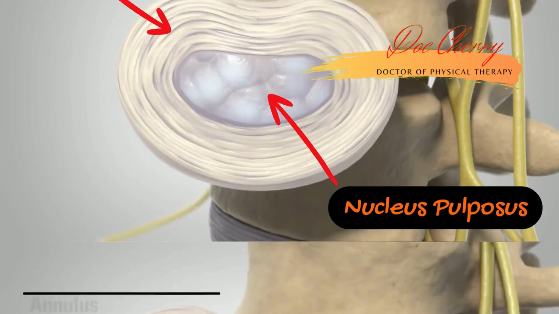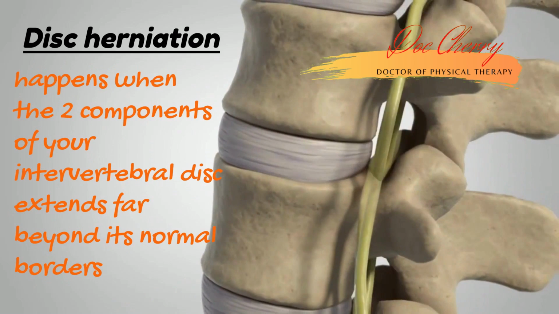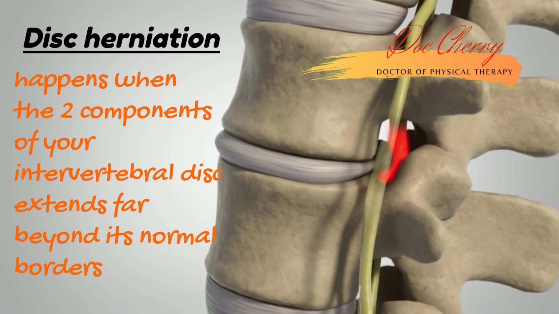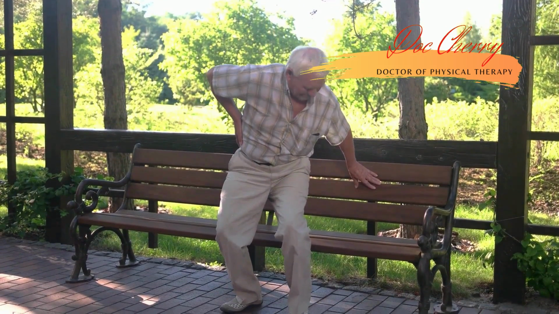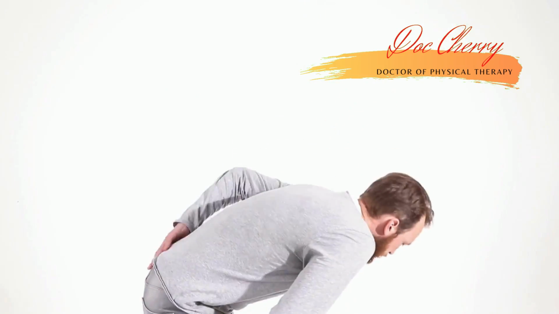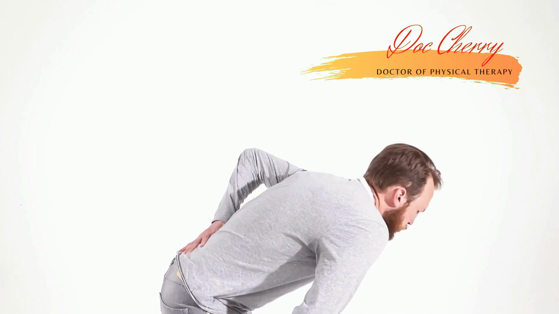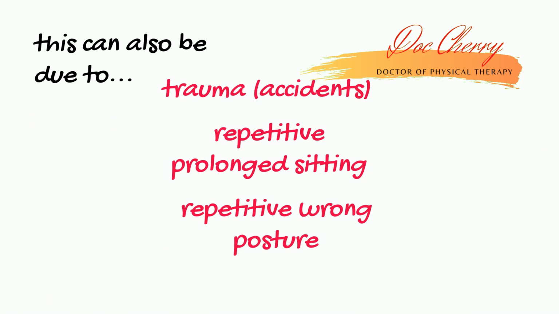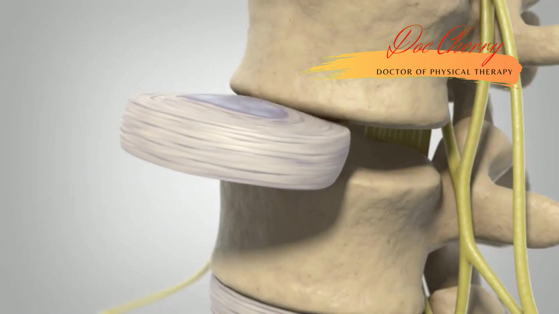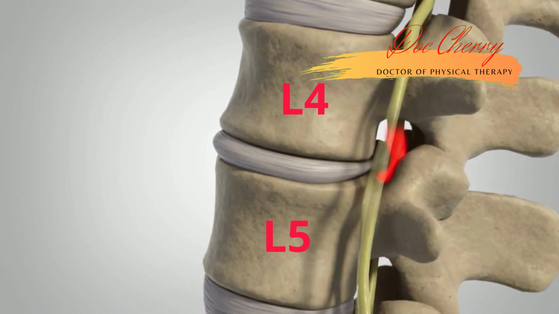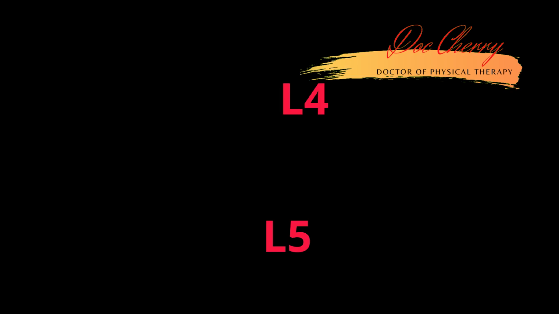This herniation happens when these two components of your intervertebral disc extend far beyond their normal borders. This herniation can be due to aging because over time, our intervertebral disc loses its water content. In fact, that is the reason why disc herniation is common for those 30 years old and above. This can also be due to trauma, repetitive prolonged sitting, and repetitive wrong posture. The most common site of disc herniation usually happens between your 4th and your 5th lumbar spine, or in your lower back, followed by your neck region.